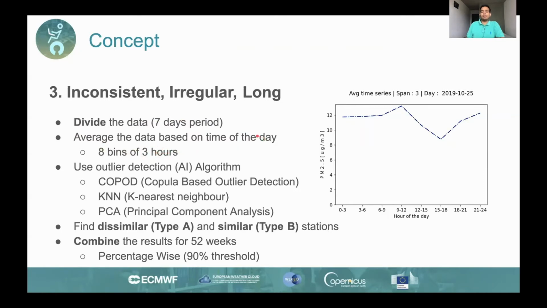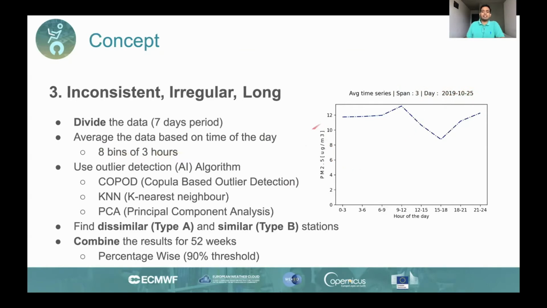To explain it better, what you see on the right is a typical plot where we first select a day, which is here 25th of October 2019. We then select a span. Span is simply the number of days before and after this date for which we are considering the data. So a span of 3 clearly indicates that the total number of days considered here was 7, including this day.